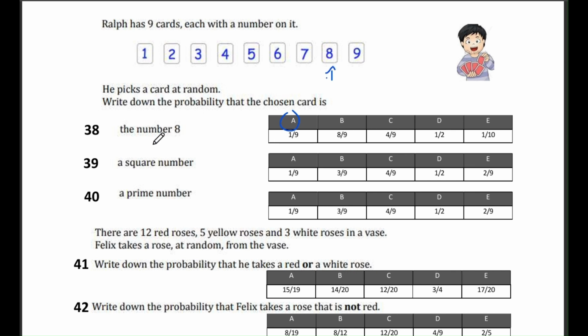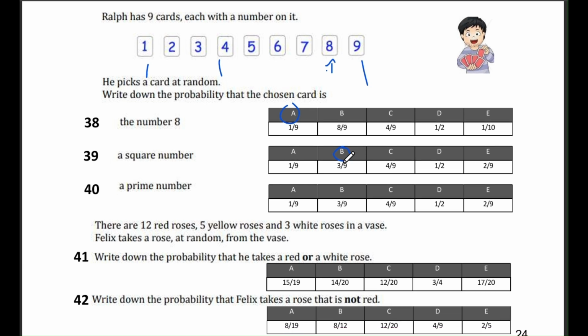Question 39. What is the probability that the chosen card is a square number? The options are A is 1/9, B is 3/9, C is 4/9, D is 1/2, and E is 2/9. The answer is option B, 3/9. The square numbers from 1 to 9 are 1, 4, and 9, so that's 3 out of the 9 cards.